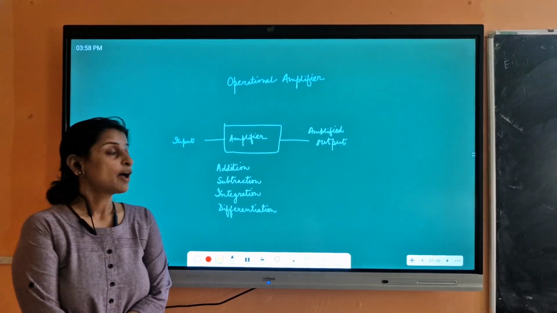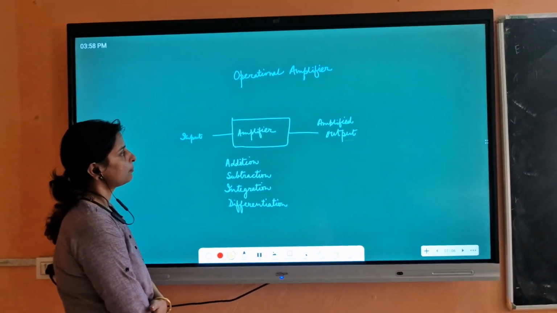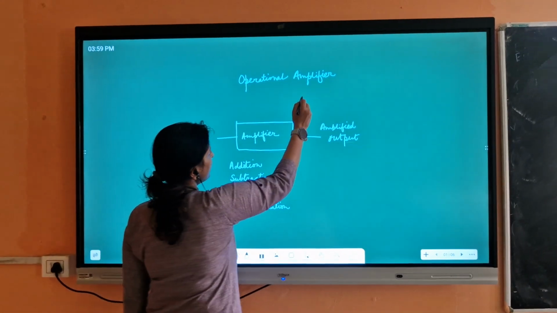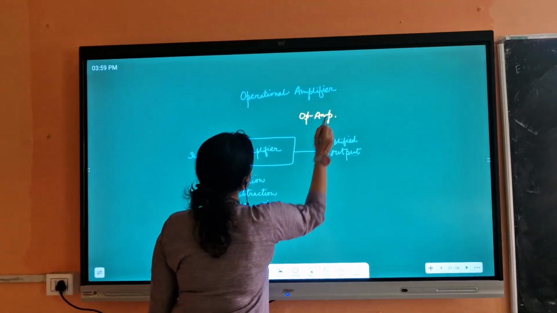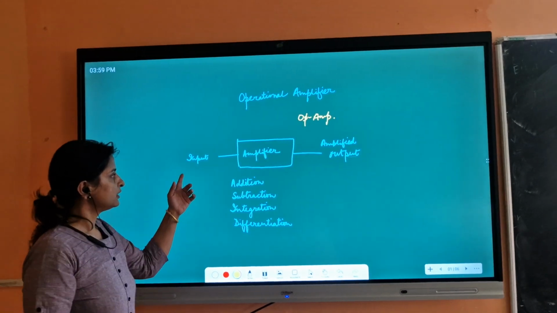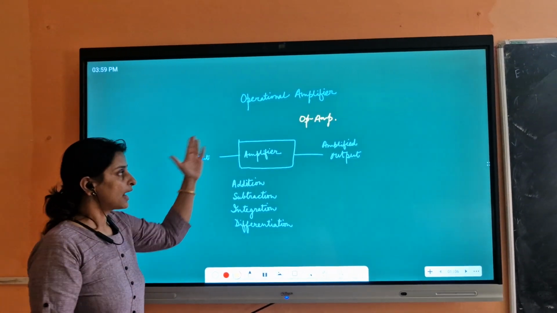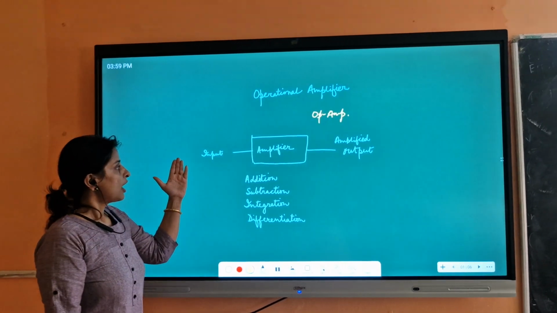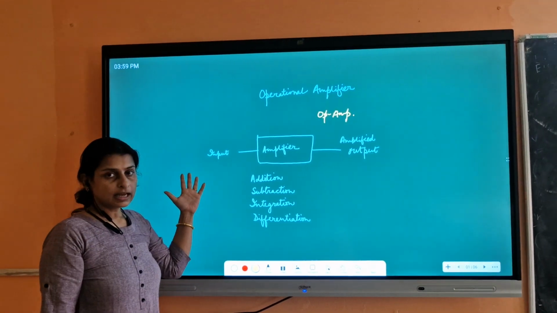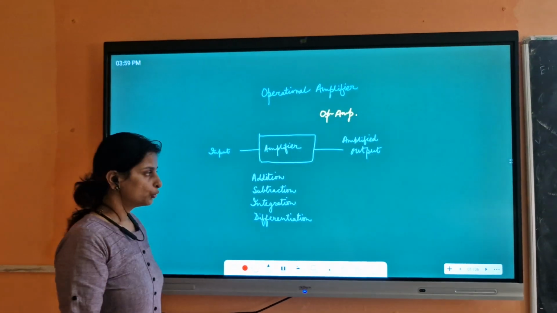So today I will discuss the very basics of the operational amplifier, which is commonly known as op-amp. Now the name is amplifier because it amplifies the input signal. If it is DC, at the output we will get amplified DC voltage. If we give the input signal as an AC signal, we will get an amplified AC signal at the output.